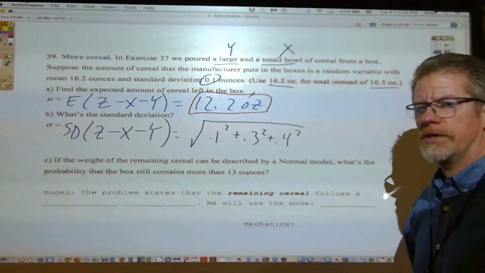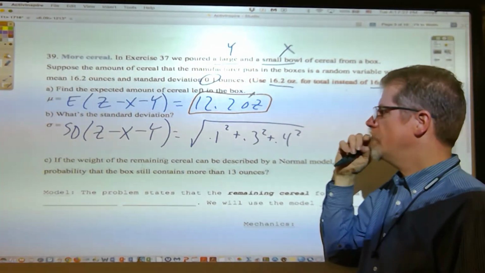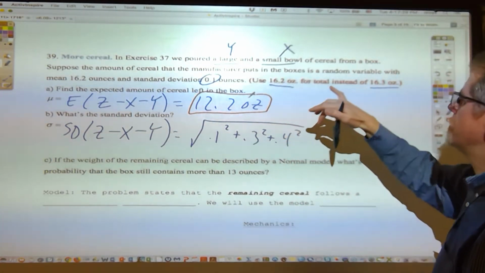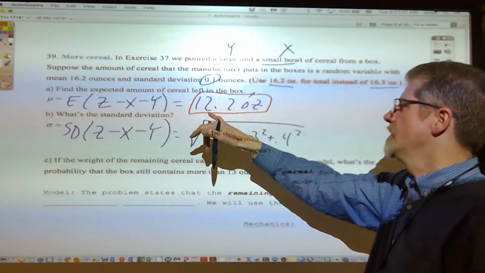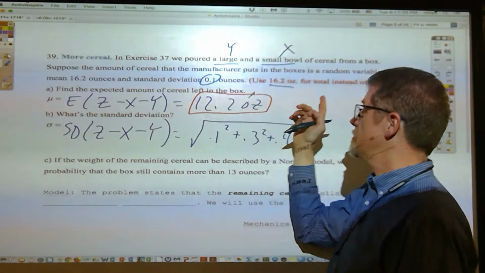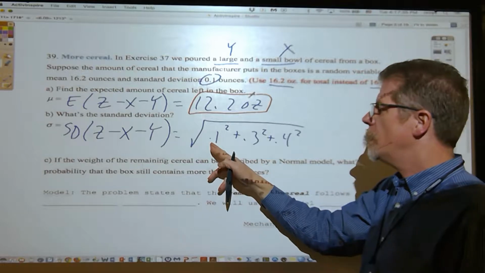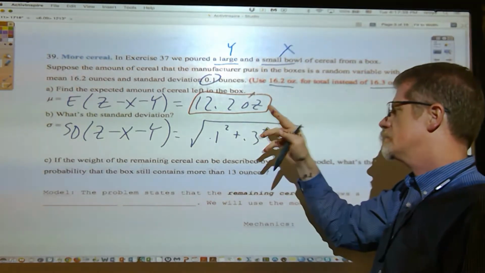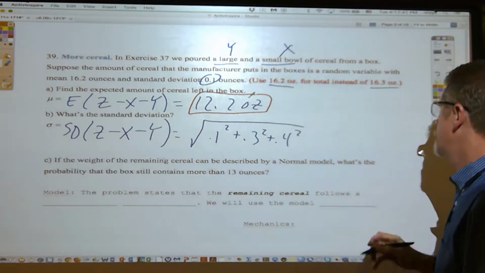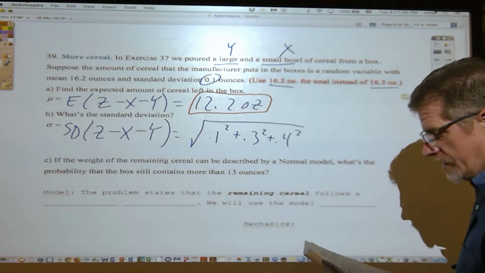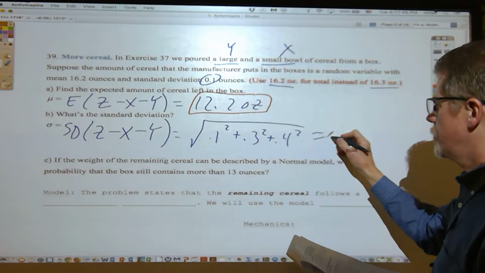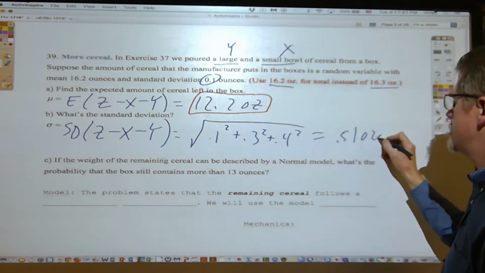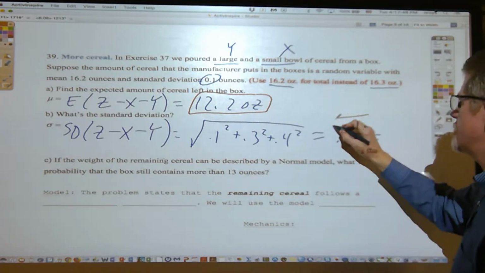Okay, we're back. So there are actually two differences here. One is that it's 16.2 instead of 16.3. Secondly, the standard deviation is different this time. It's only 0.1 for the standard deviation of the number of ounces of cereal in the box. So it's 0.1 squared plus 0.3 squared plus 0.4 squared. That, I believe, comes out to be approximately 0.51 ounces for the standard deviation.